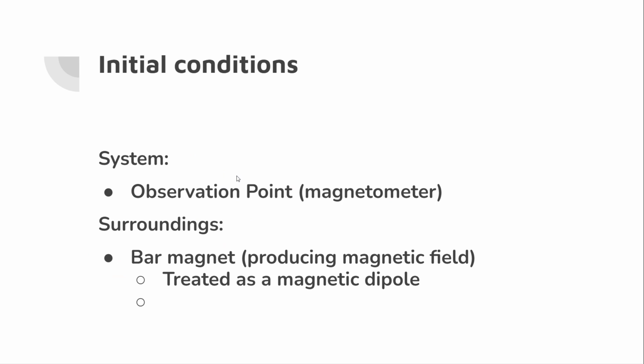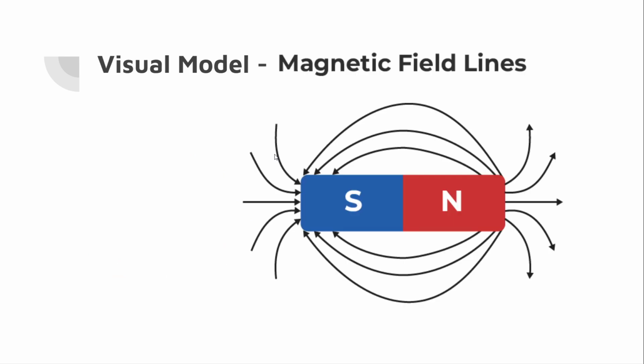Initial conditions: the system, observation point, or the magnetometer. Surroundings: the bar magnet producing the magnetic field. This is treated as a magnetic dipole. This is a visual model of magnetic field lines due to the bar magnet, or the magnetic dipole.